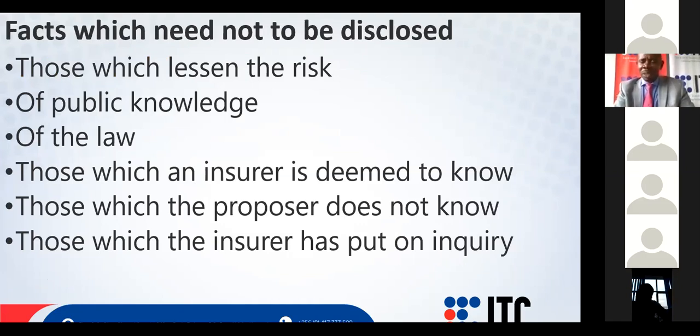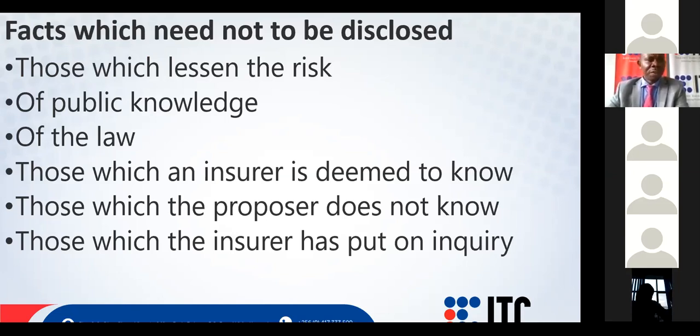Now, factors need not be disclosed. We said utmost good faith is giving all information, but not all information is always disclosed by the clients. So if you've insured your car at 10 million, the first point is those factors which lessen the risk. I said wherever you make material changes to the risk, you need to disclose to the insurance company. However, if within the currency of the cover, you make the risk better, okay, you've made your risk better.